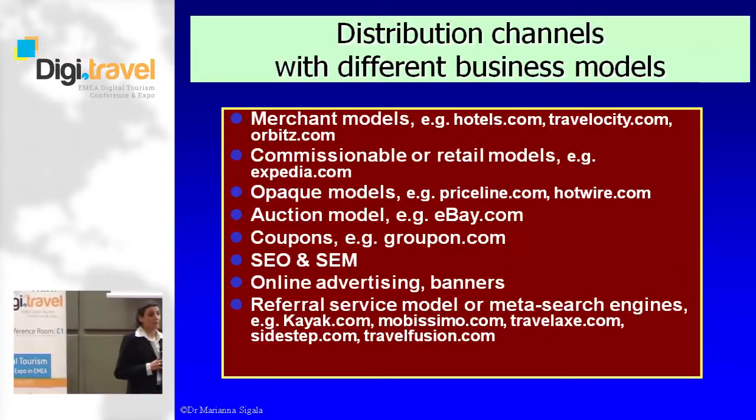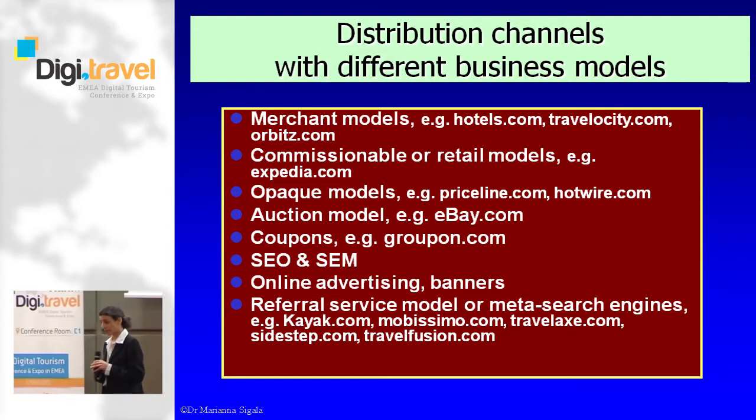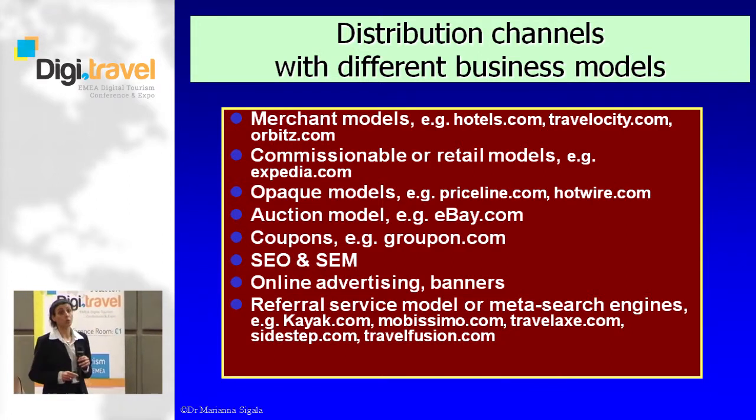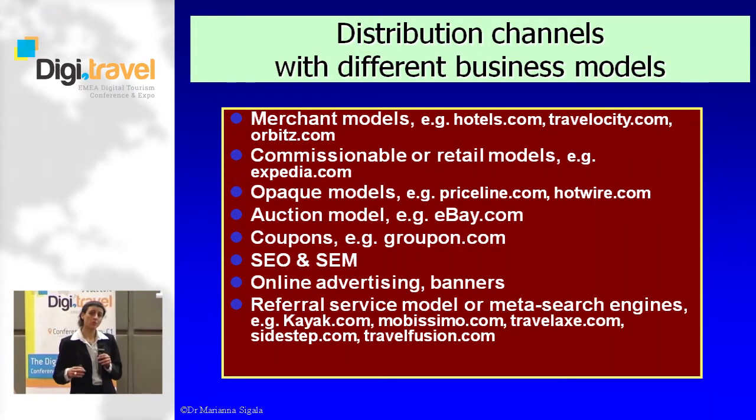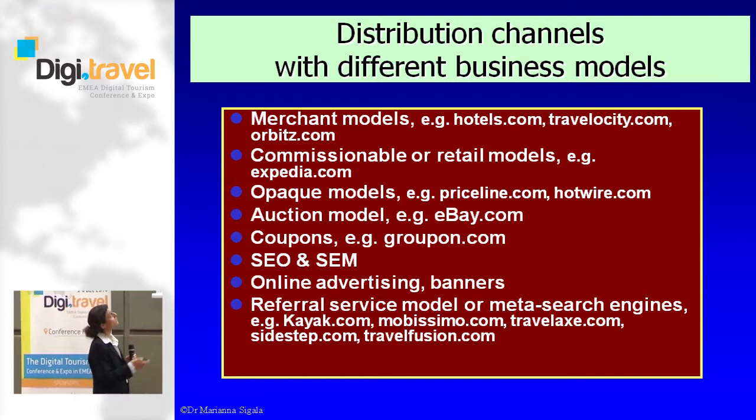Now, even if you do have this data, the situation becomes even more complex, because if we're talking about different distribution channels, what we know about them is that most of them have totally different business models.